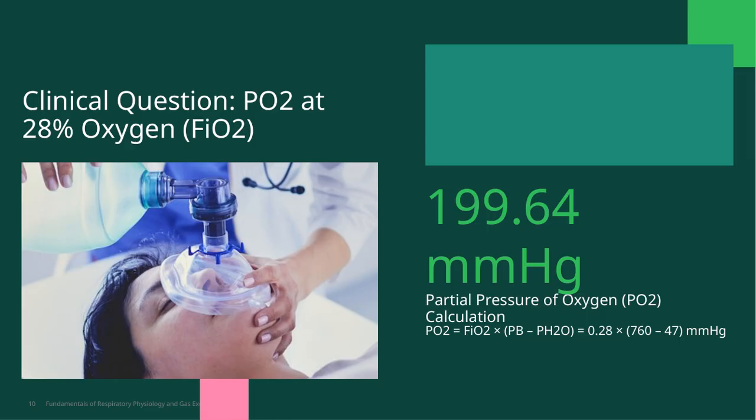199.64 mmHg. This calculation is crucial because it helps us understand how much oxygen is available in the alveoli for gas exchange. Now, considering the clinical question here, what is the PO2 when the patient is breathing 28% oxygen? The answer, as we've seen, is about 200 mmHg. This kind of calculation is fundamental in assessing oxygenation status and guiding clinical decisions, especially in cases where oxygen levels are compromised. Remember, understanding these principles connects directly to how we evaluate respiratory function and optimize patient care.